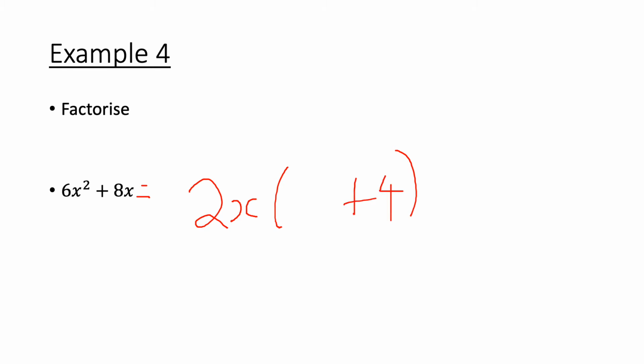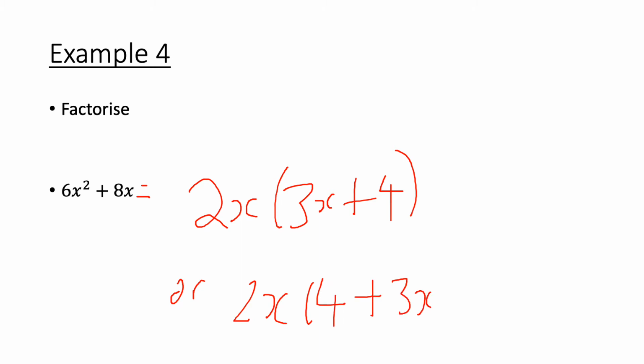And then I've got to be careful here. So 2 times 3 is 6, and then I'm going to times it by an extra x, because x times x gives me x squared, guys. So my answer is 2x brackets 3x plus 4, or I can write it as 2x brackets 4 plus 3x. So either way would be correct. My highest common factor here is 2x. I hope it makes sense so far.